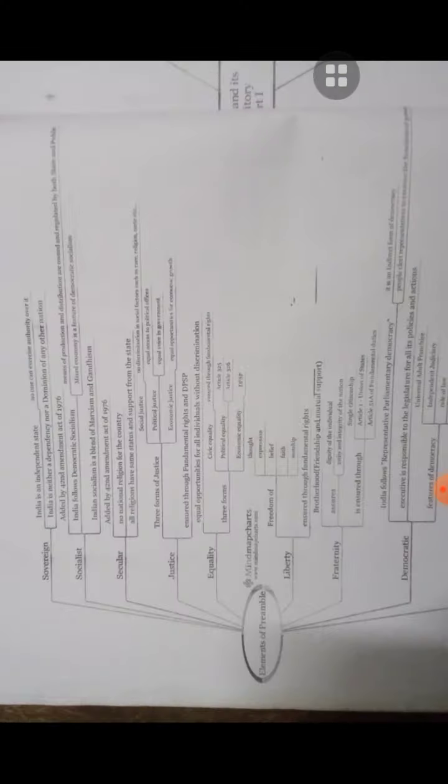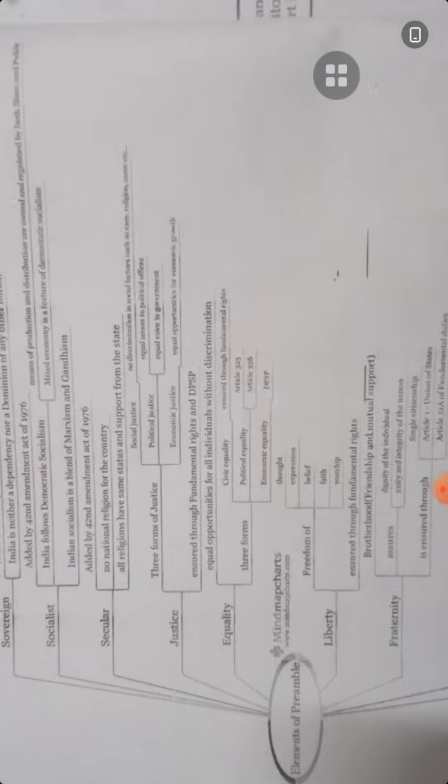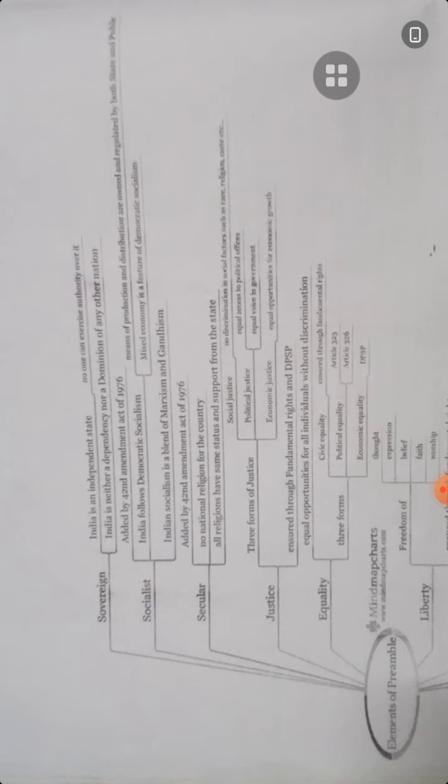Now next, the elements of the Preamble. This is sovereign. India is an independent state, neither dependent nor a dominion of another nation. Socialist was added by the 42nd Constitutional Amendment. This follows democratic socialism, meaning production and distribution are owned and regulated by India itself. A mixed economy will be there. And Indian socialism is a blend of Marxism and Gandhism.